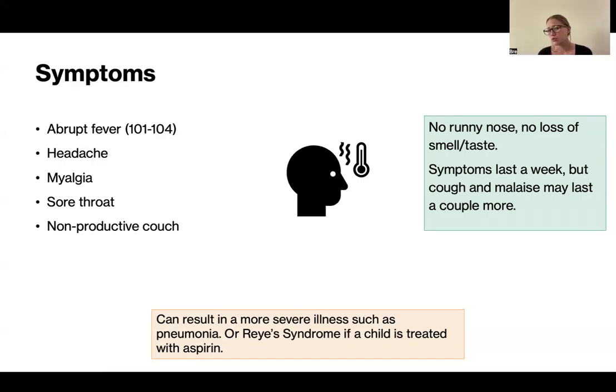Symptoms last about a week, but cough and just your overall feeling can last for 1 to 2 more weeks past that. Now, this can result in more severe illnesses like pneumonia, secondary bacterial sinusitis, and Reye syndrome. Reye syndrome, this is just an important note. Anytime a child has a virus, most of the time there are a few exceptions, you cannot treat them with aspirin, okay? Because that puts them at risk for Reye syndrome, which is brain edema and liver problems.